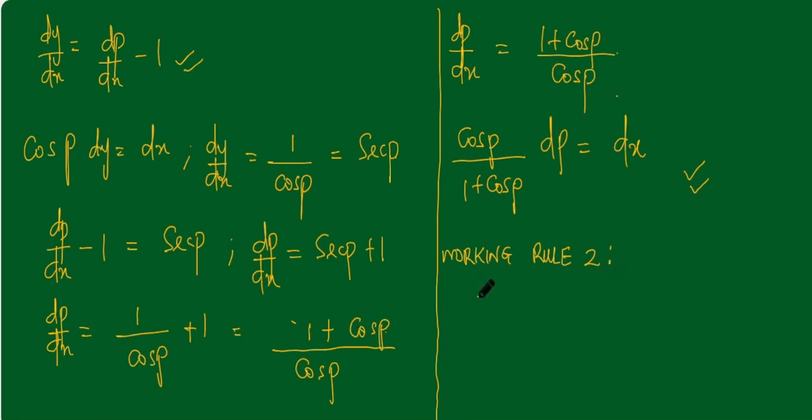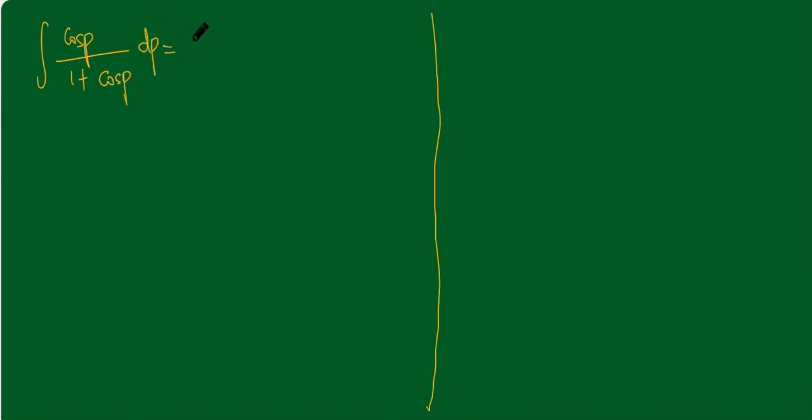So in integrating both sides, we have the integral of cos p divided by 1 plus cos p dp is equal to the integral of dx. So now we are going to do a bit of manipulation just to make our integral simpler. So we have the integral of cos p divided by 1 plus cos p with respect to p is equal to the integral of dx.